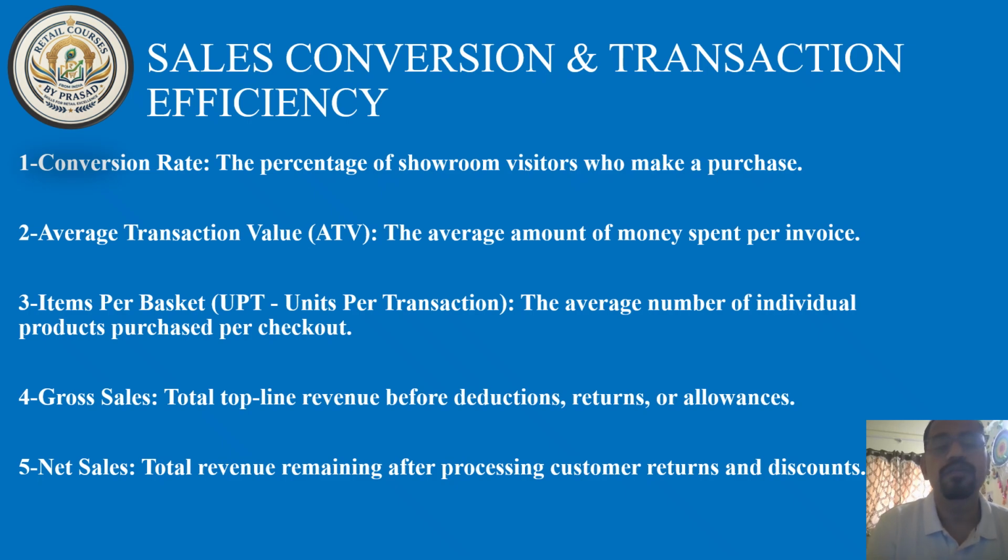Then items per basket. It's like UPT, units per transaction. The average number of individual products purchased per checkout. Now I'll tell you one thing. I went to a departmental store and purchased for 5,000 rupees. Total purchasing was 5,000 rupees and I took 10 different materials. So it's 10 different units, correct? It means in each transaction I got 10 units. So I am buying more. But remember, in the same way your average ticket price will go down, correct? So this also we have to take care of.